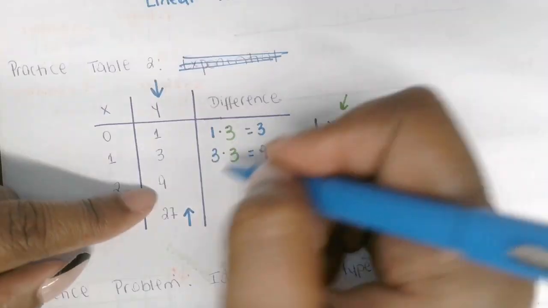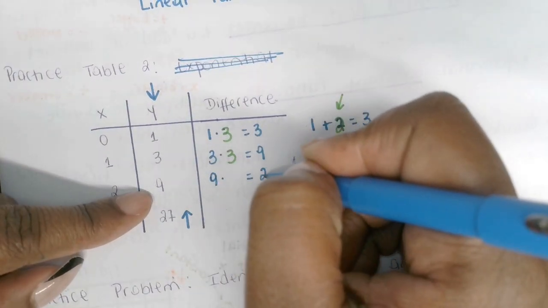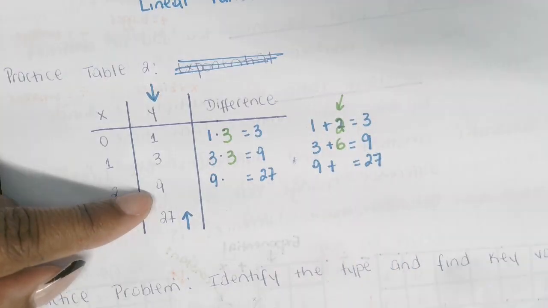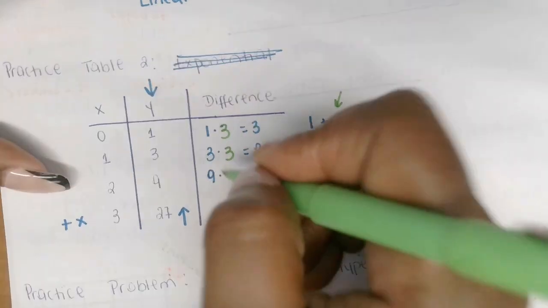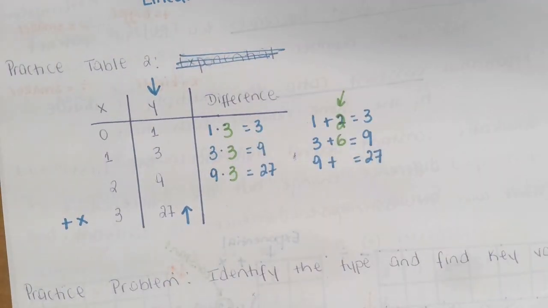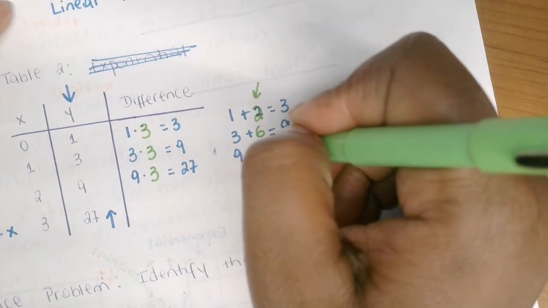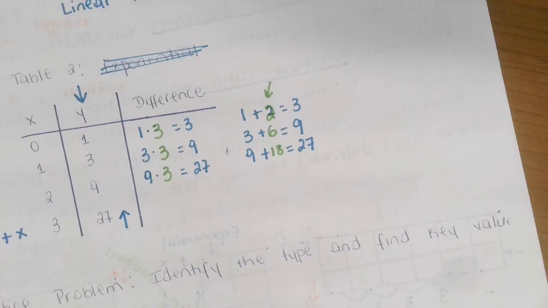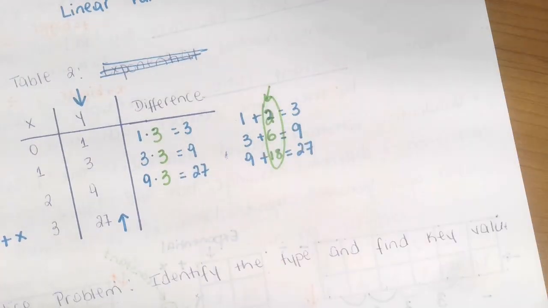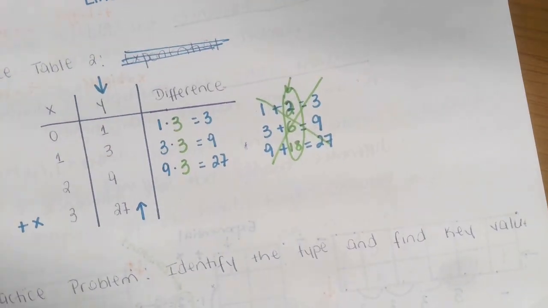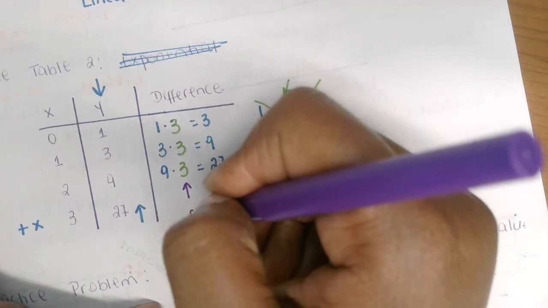So let's do one more. 9 times what gives us 27, and 9 plus what gives us 27? So we know 9 times 3 gives us 27. If you're not sure what gives you 27, 18 plus 9 gives us 27. Still, the numbers keep changing, so we know it could not be addition, it has to be multiplication.